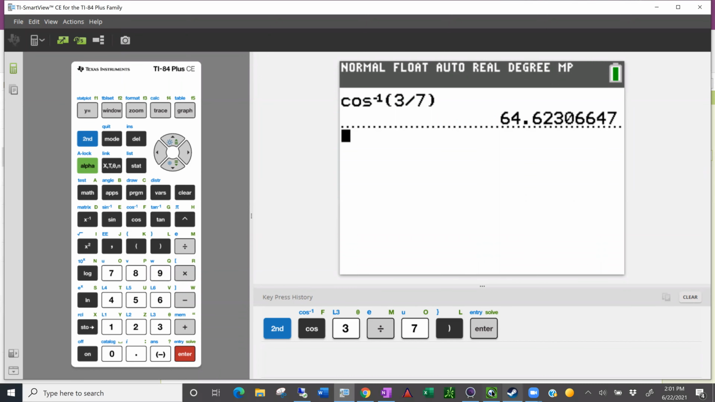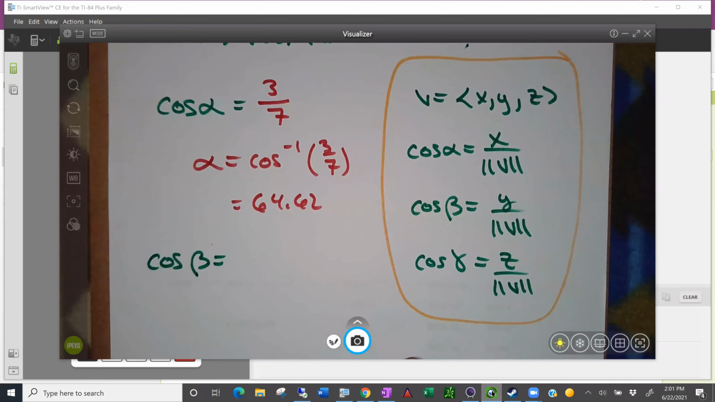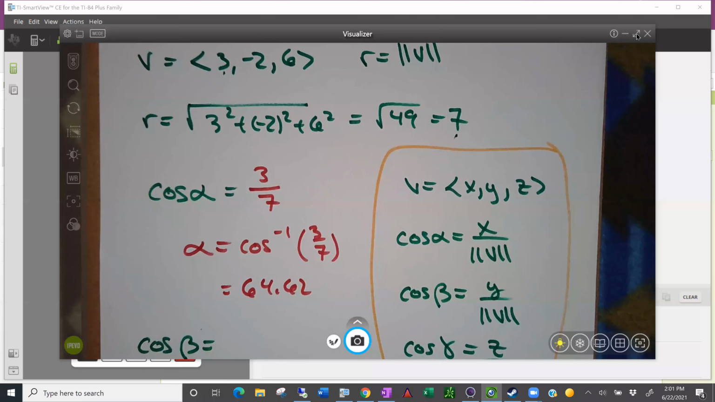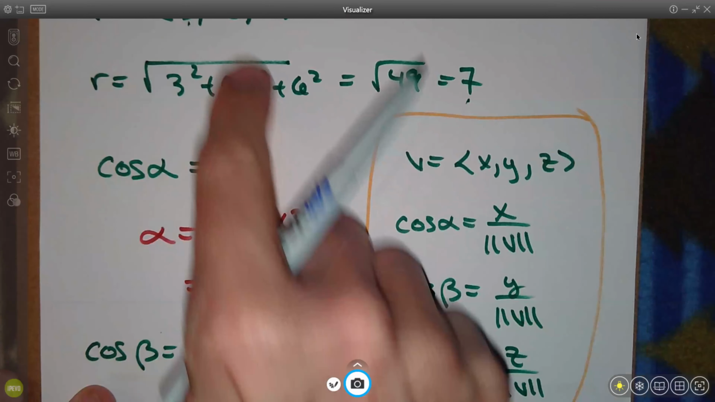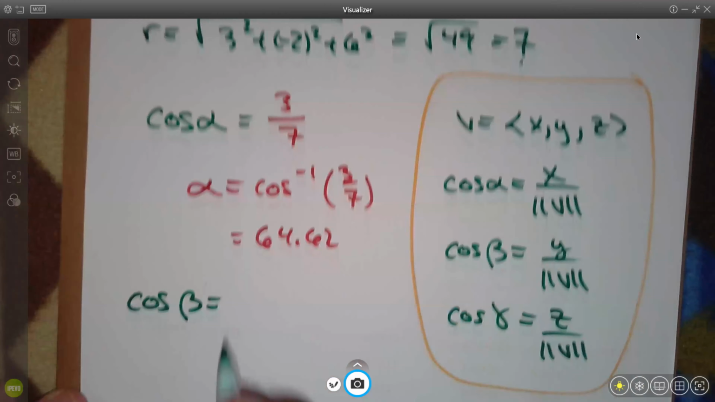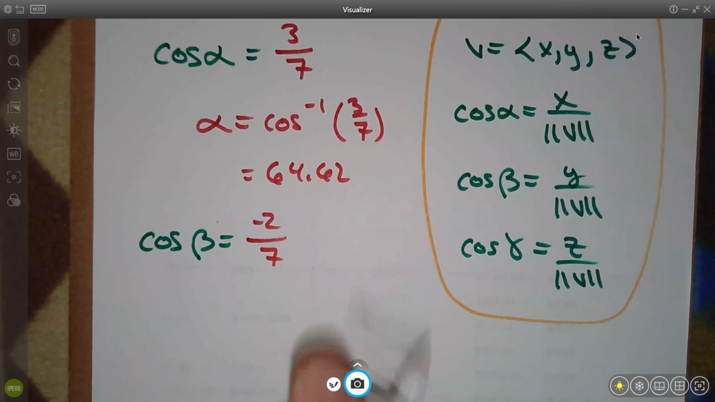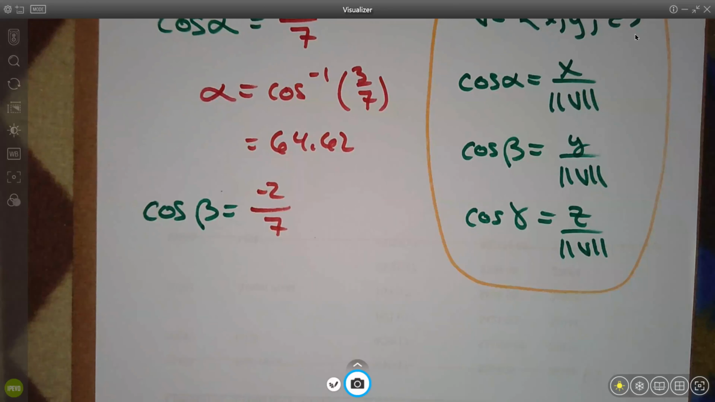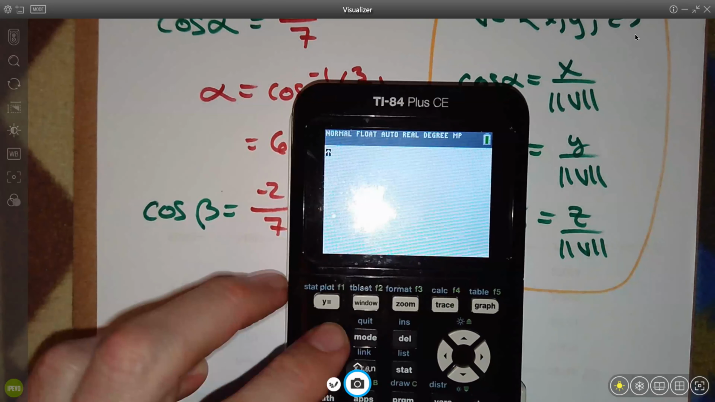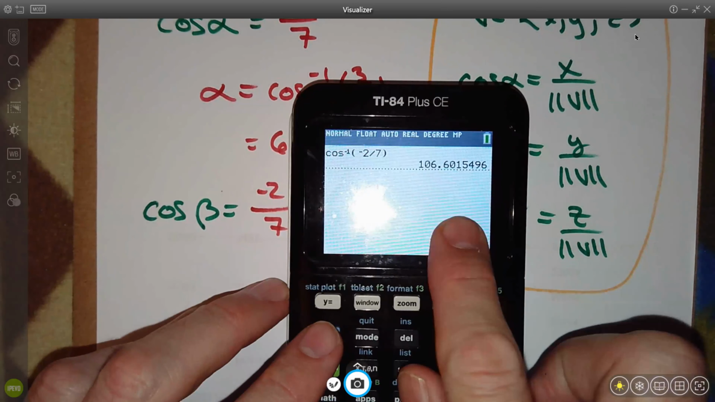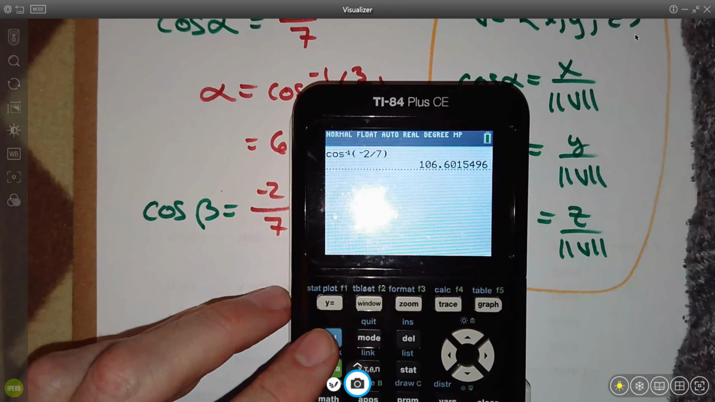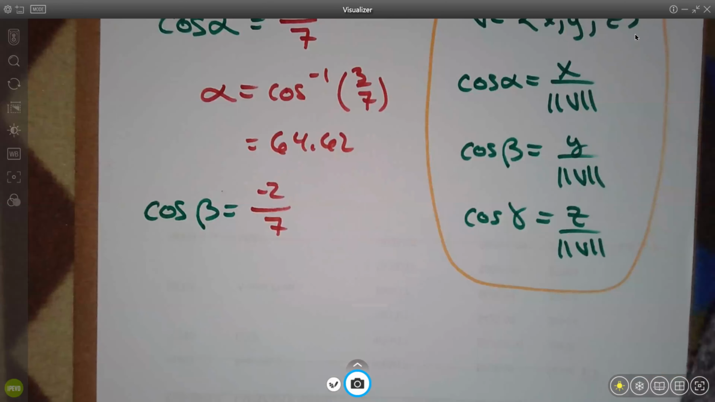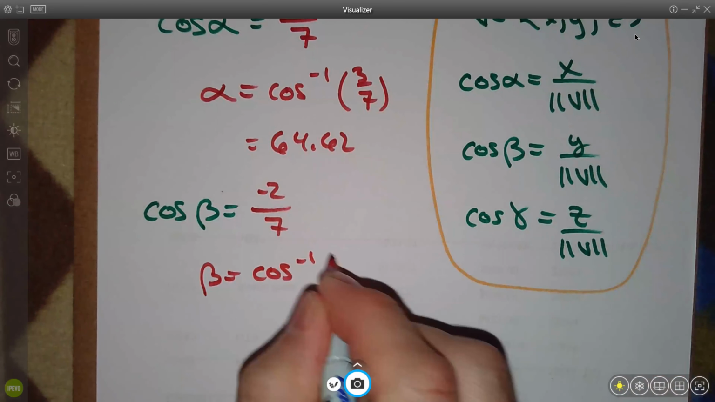Let's figure out what beta is. So coming back over here, we got cosine beta. Cosine beta is going to be y over v. So what should I write here for cosine of beta? -2/7. Yeah. Remember, this is your x, y, and z. So -2/7. That means beta is going to be an obtuse angle. It's going to be some angle in the second quadrant. Cosine inverse of -2 divided by 7. I'm getting 106.6. So beta equals cosine inverse of -2/7, which is 106.6.